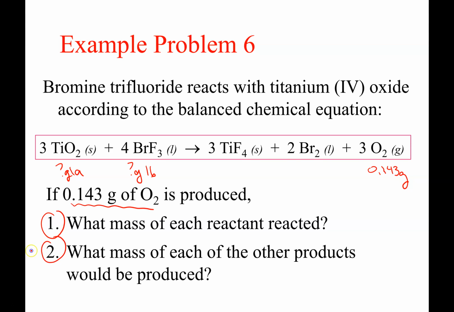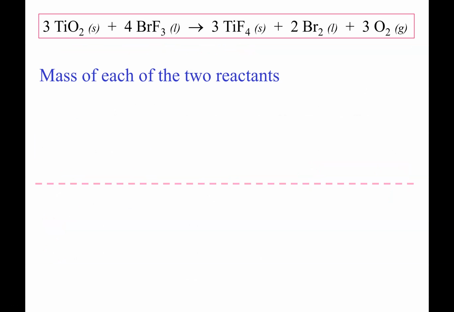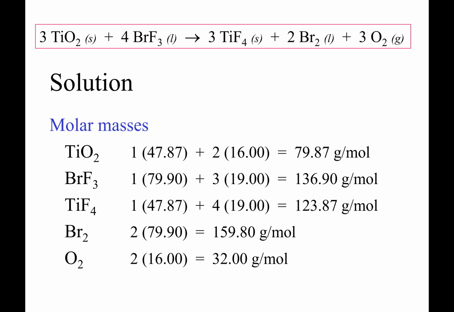So the other one is the products. So for number 2, again, I'm starting with that 0.143 grams of O2. And I have a question mark grams of the TiF4. I'll call that 2A. And a question mark grams of the Br2. And I'll call that 2B. You guys already have these, right? Okay. Work those problems.